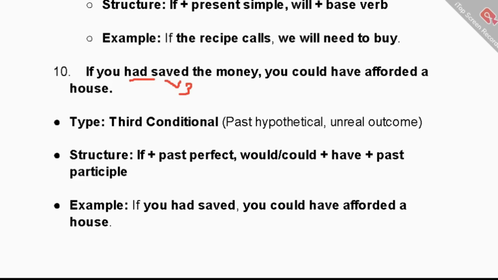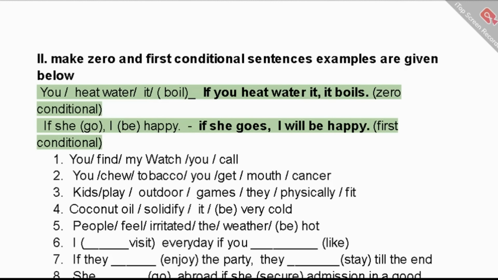Now let's move to the next exercise. In your exam you will also get a question where they'll ask you to make the zero conditional from the first conditional, or they'll give you jumbled words to make the conditionals. Here you can see the jumbled words under the slashes. You need to make them into zero or first conditional. Here you have: you, heat, water, it, boil. Whatever is possible, you need to make it either first or zero conditional.